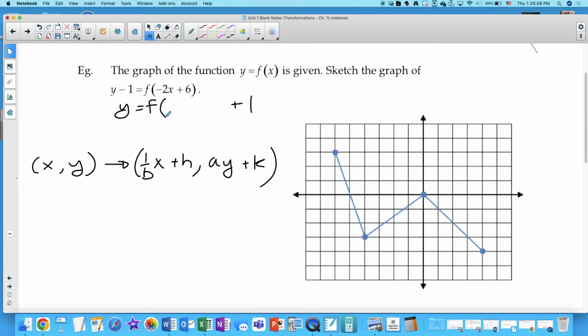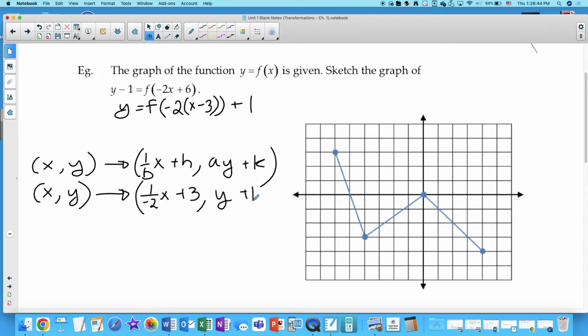Okay, and then here, I want to factor out -2 from -2x plus 6. What would go in here? X minus 3, yeah. Because -2 times -3 is positive 6. Okay? So the point xy is going to move to, more specifically, 1 over b, 1 over -2x, and then h is 3, plus 3. And then ay, so a is just 1 in this case, so just y plus k, plus 1.